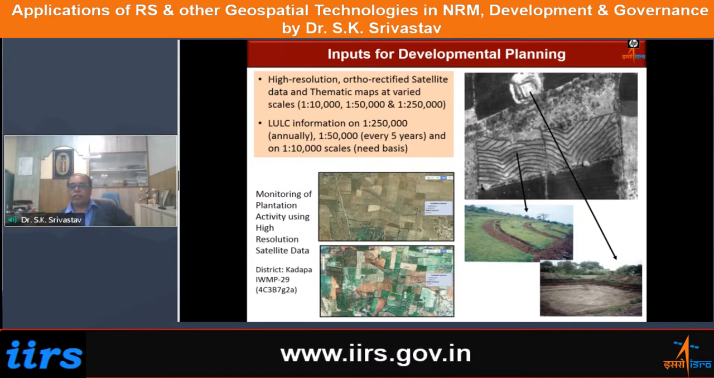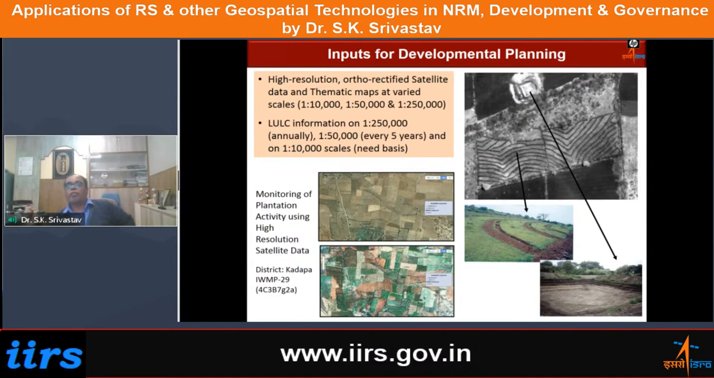The first land use land cover map of India was generated using the data set of 2005-06. The second cycle was taken up in 2011-12, and the third cycle was taken up in 2015-16. Then after another 5 years, the next cycle will be taken, and so on. So every 5 years, the land use land cover information on 50,000 scale is available. It has been extracted, it has been prepared, and those maps are available again in the portal.